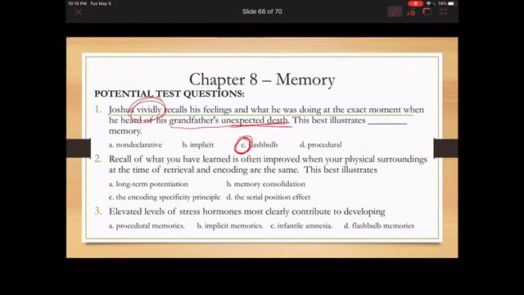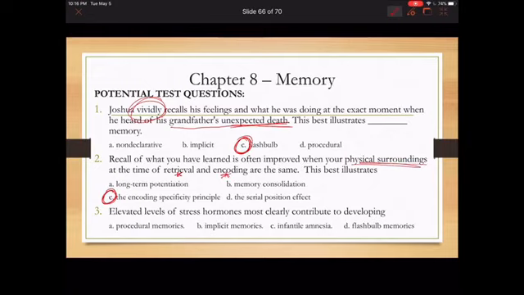Recall of what you learned is often improved when your physical surroundings at the time of retrieval and encoding, so retrieval when you're trying to pull out the information and encoding when you learned the information, are the same. This best illustrates the encoding specificity principle. This is why really the best thing that you can do for yourself if you're studying for an exam is to study for that exam in the exact same place as you will be taking that exam. So maybe you need to go busting into those classrooms after hours and studying in your class seat, right, for whatever exam's coming up.